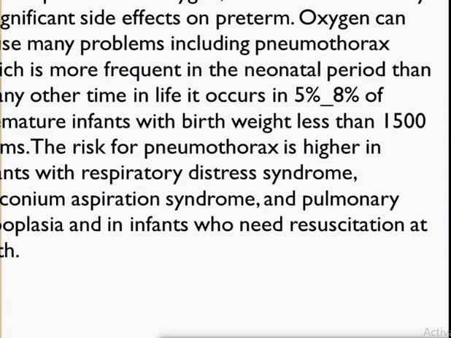Complication of oxygen. طبعا احنا نعطي الأكسجين كتريتمنت وممكن احنا by the oxygen we cause the يعني side effect or harm the baby. Oxygen can cause many problems, including pneumothorax, which is more frequent in neonatal period rather than any other time in life. It occurs about 5 to 8% of premature infants with birth weight less than 1.5 kilogram. The risk of pneumothorax is higher in patients with respiratory distress syndrome, meconium aspiration syndrome, pulmonary hypoplasia, and in infants who need resuscitation at birth.